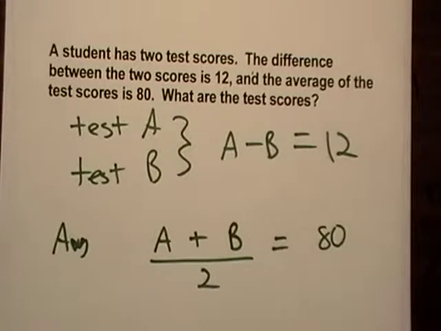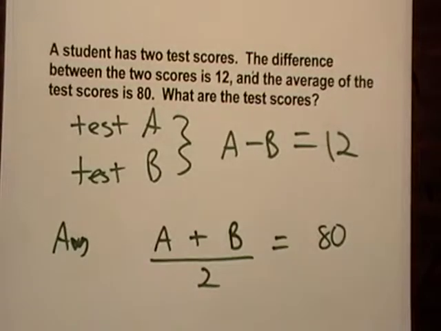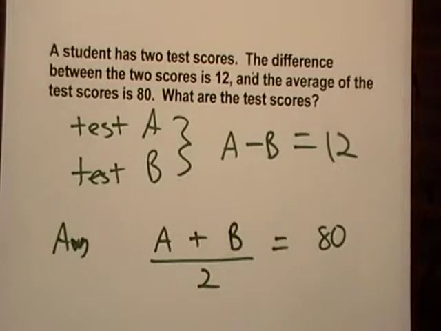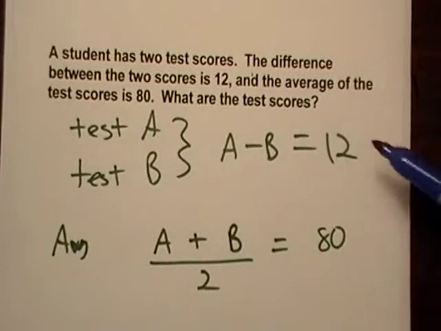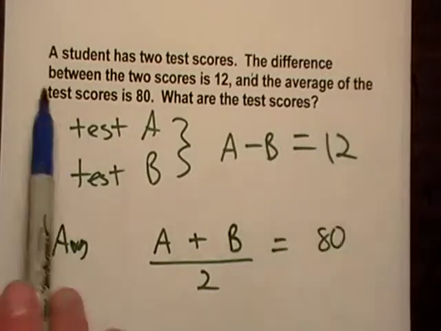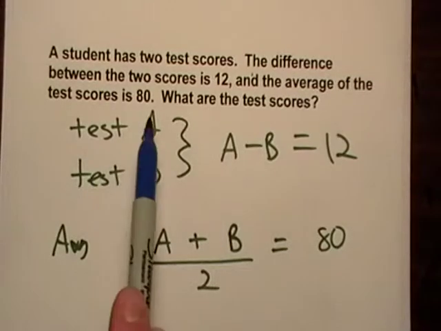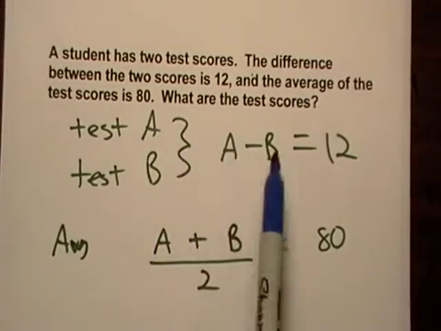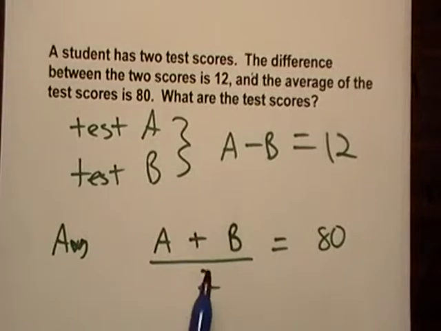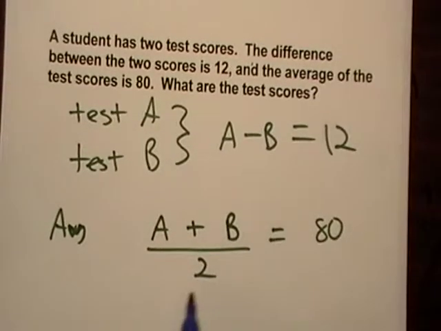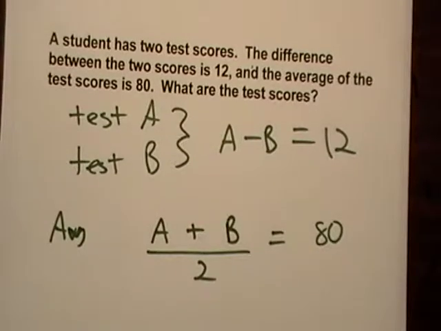So how do we go about doing this? We've set everything up, and that's actually probably the hardest part. Just to go over it again, the difference between the 2 test scores was 12. So I made up test A and test B: A minus B is equal to 12. And then A plus B divided by 2 is the average, which they told us was 80. So that's how we ended up there.